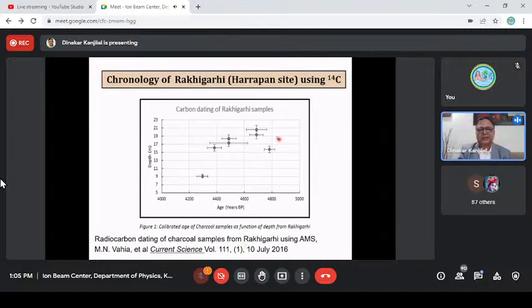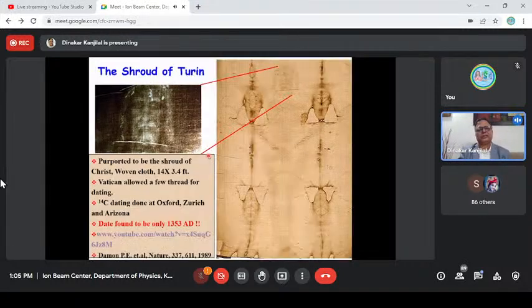So these are used for all kinds of beautiful products and costly systems. And at Rakhigarhi in Haryana, we did the AMS studies, and there are different dates. The dates we have given also match with other historical evidences.